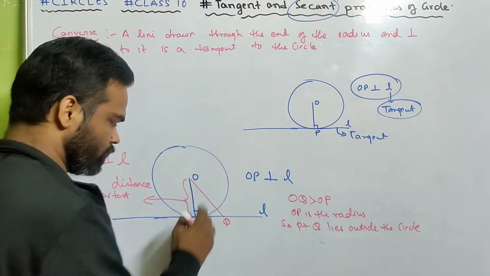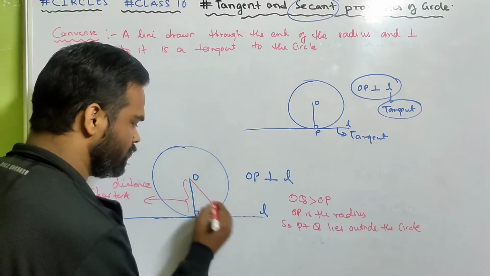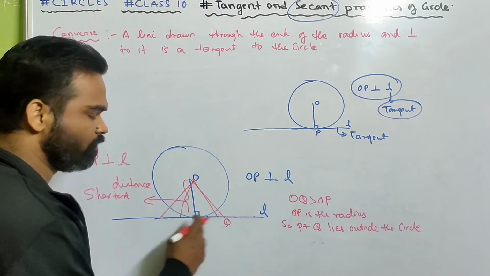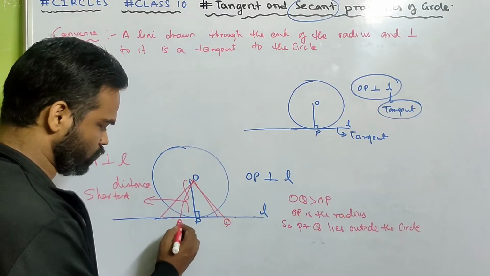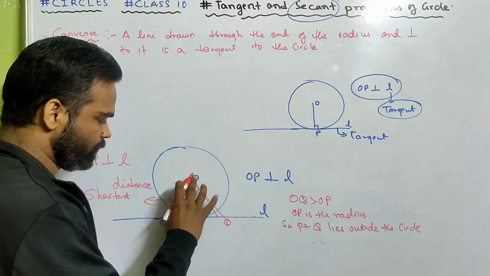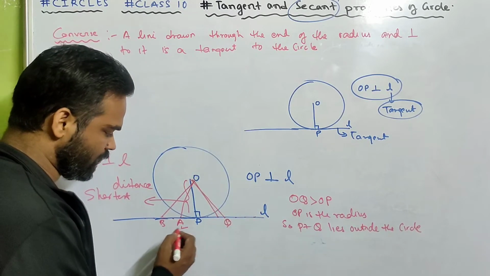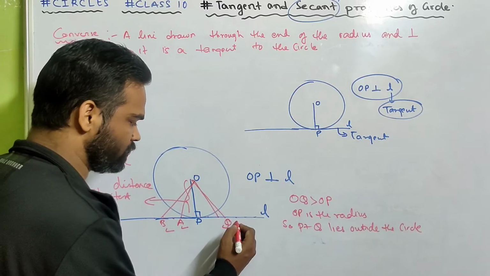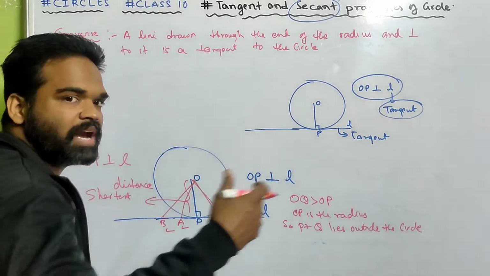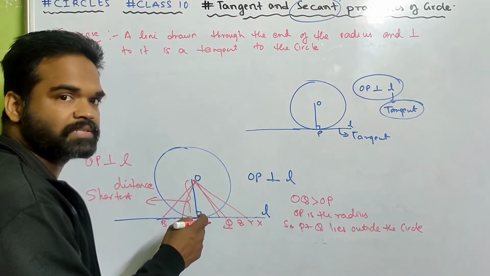Now, you take any point on this line, suppose OA, OB. This OA is always greater than OP. OB is always greater than OP. Yes or no? Which means this A, B, Q, any point, Z, Y, X, they all lie outside the circle because the length is greater than the radius.